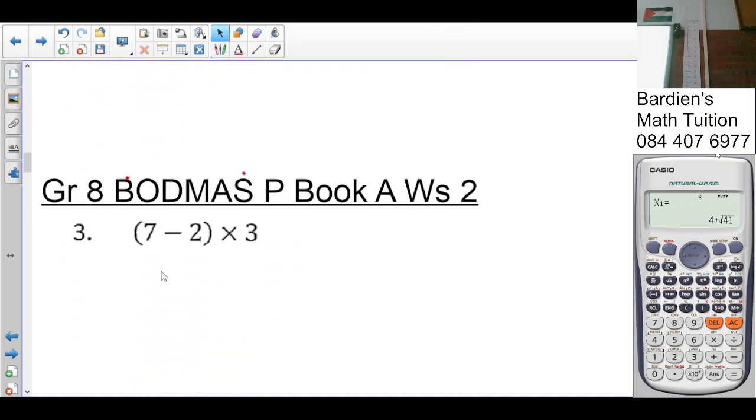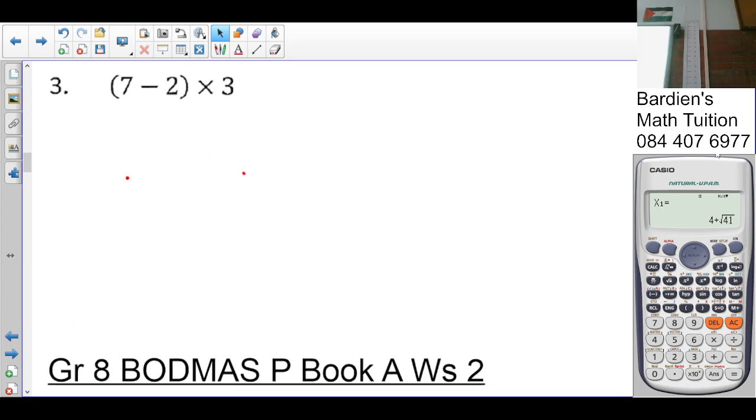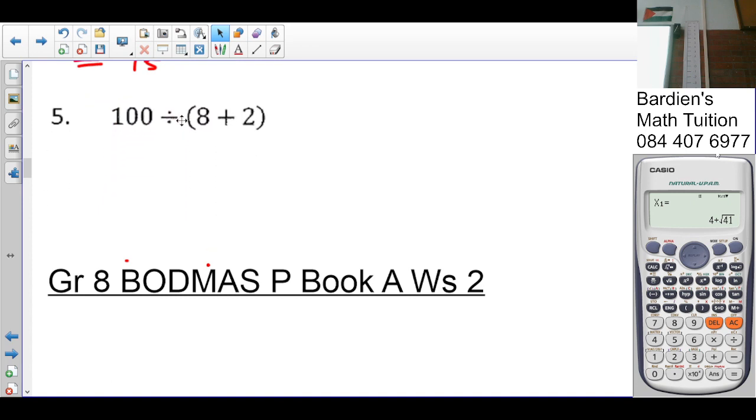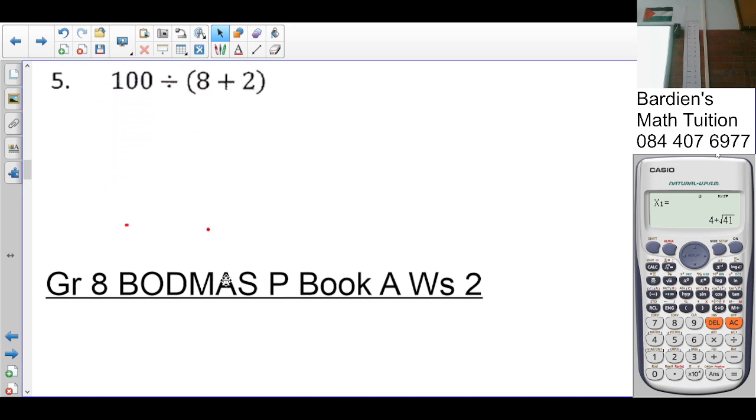Alright. Let's look at number 3. Here in the sum we have brackets and we have multiplication. So what needs to be done first? The brackets. So 7 minus 2 is 5 and 5 times 3 is 15. Okay, you all agree with that? Any confusion? No? Let's look at number 5.